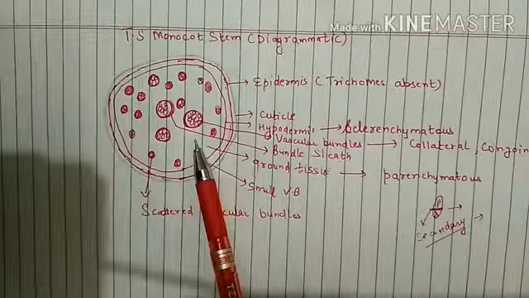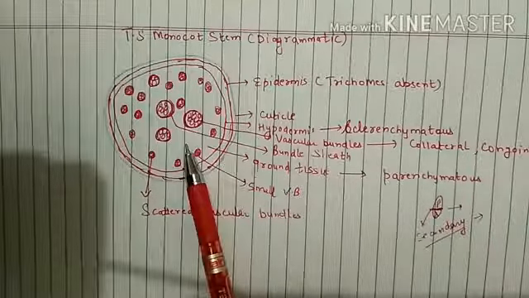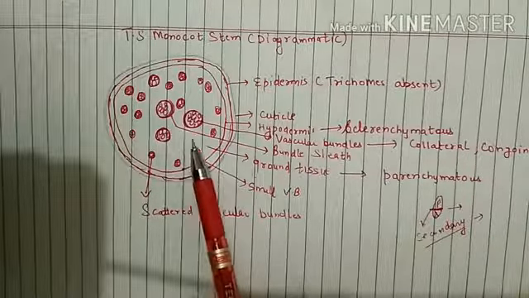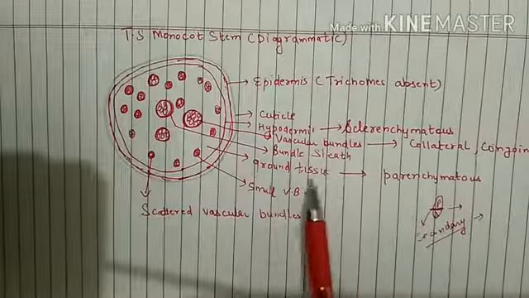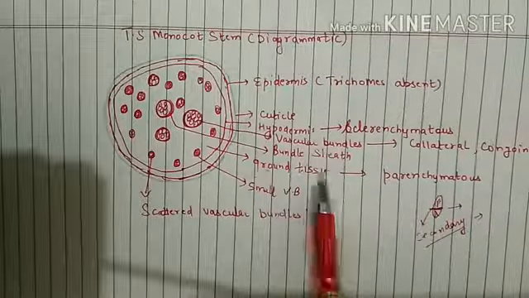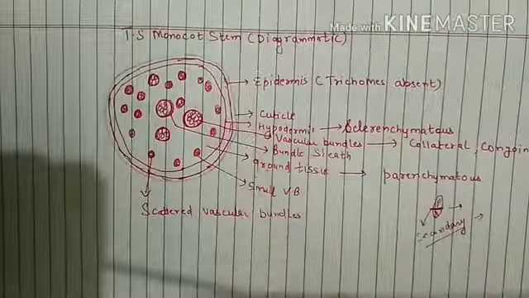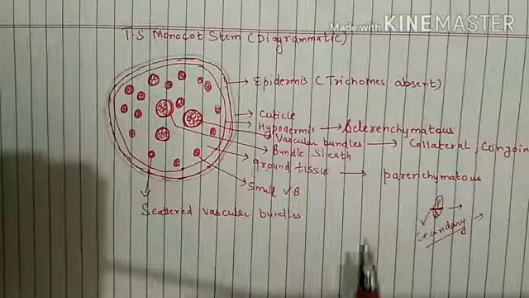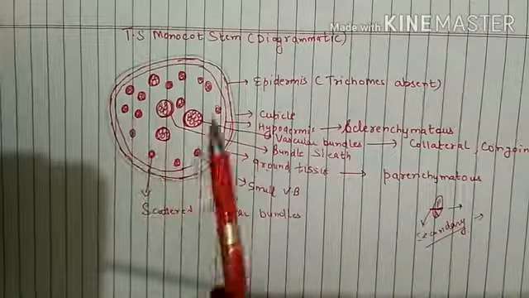So this indicates that ground tissue is not at all differentiated into pericycle, endodermis and cortex as we have observed in the dicot stem. So this is another main important distinguishing character of the monocot stem. Next, if we consider the vascular bundles, they are in scattered position. So vascular bundles are scattered.